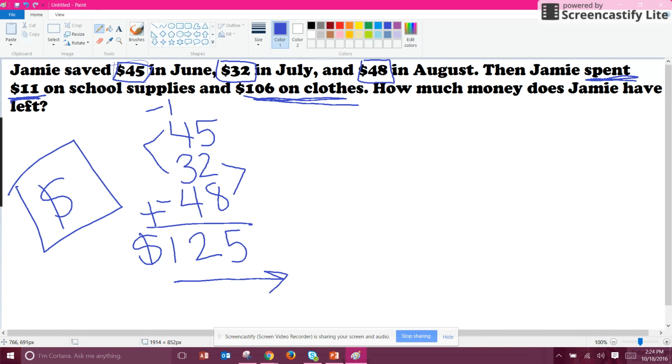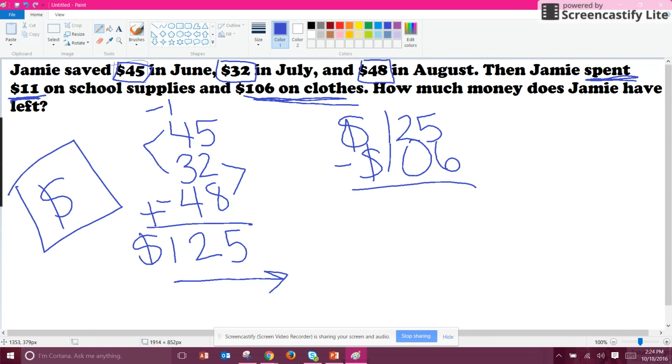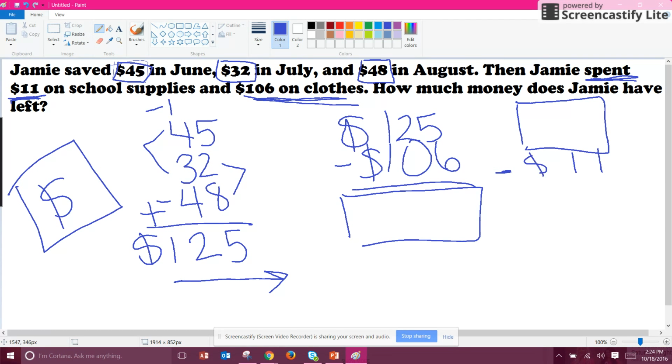Now, she spent some money. We could do 2 separate subtraction problems or 1 subtraction problem. So we could do $125, which is her savings, minus $106. But whatever we find out as the answer, we have to also subtract $11 from that. That's if you wanted to do 2 separate math problems. If you want to subtract 1 time, you have to add 106 to 11 to find out the total amount you should subtract. But we're going to subtract 2 times here.